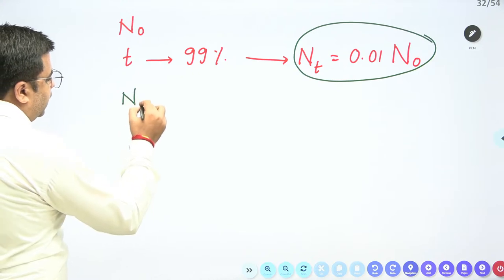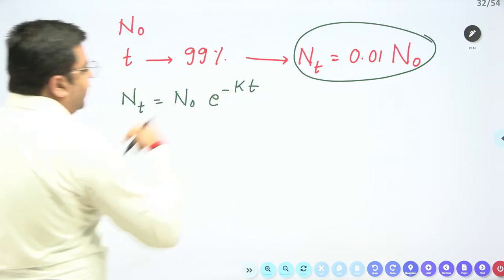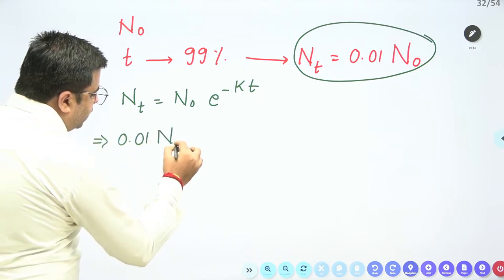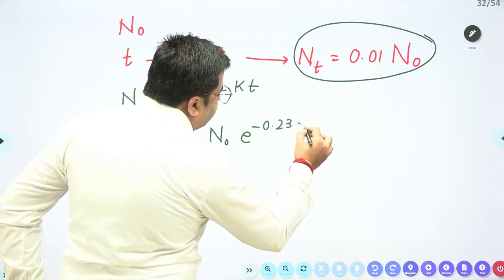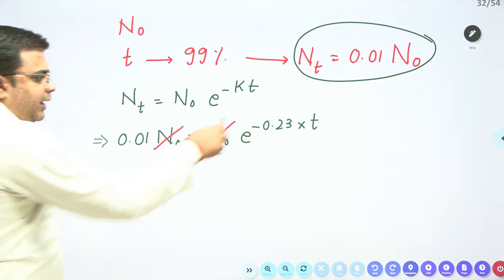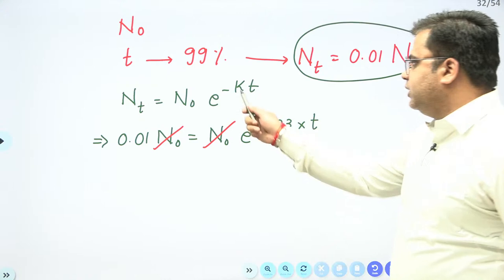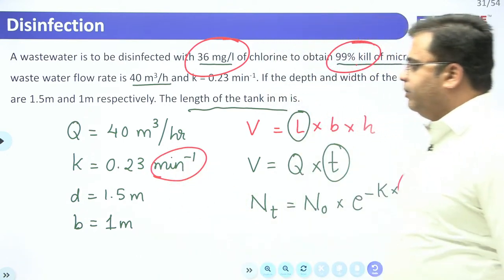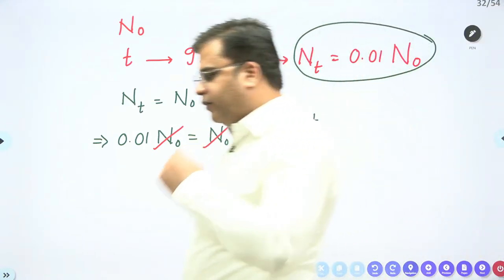So again, using Chick's law, Nt is equal to N0 into e raised to the power minus k into t. We know the value of k, we know the value of Nt. So we have 0.01 N0 is equal to N0 into e raised to the power minus 0.23 per minute times t. And the time here has to be calculated in minutes, right? So this N0 and N0 will cancel out. This k value is in per minute, so the time that will be calculated will be in minutes.